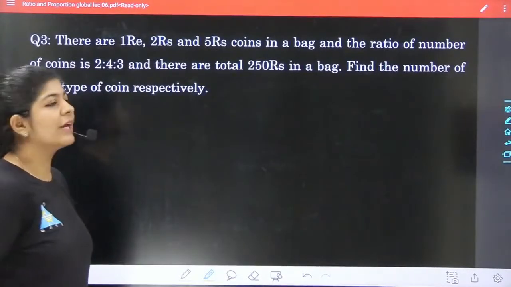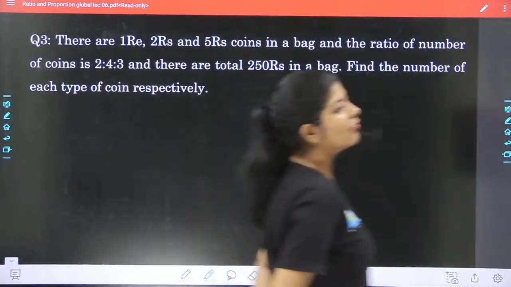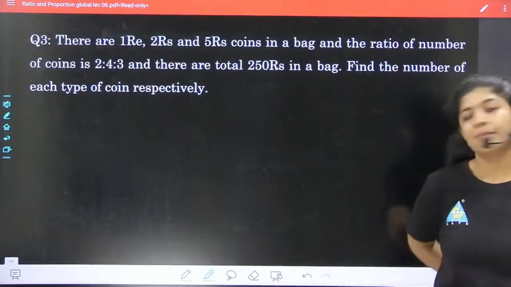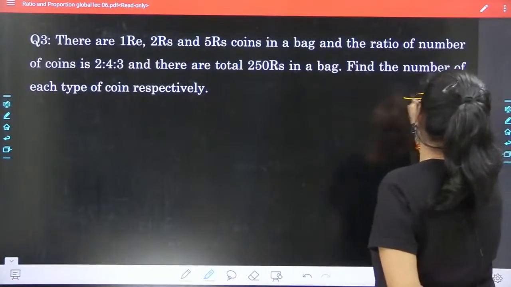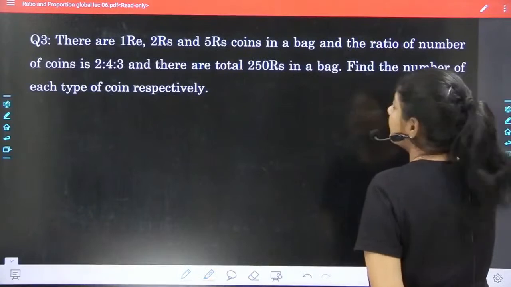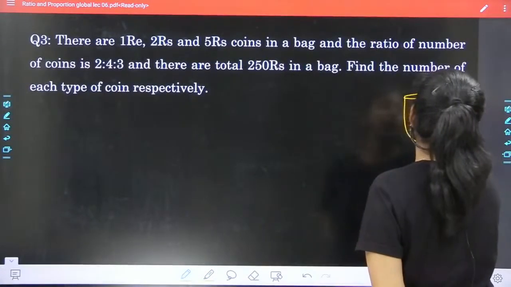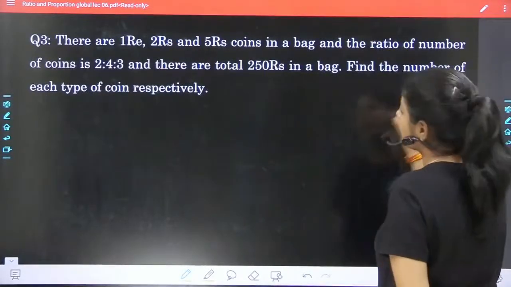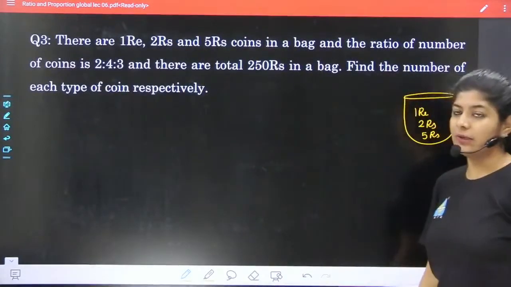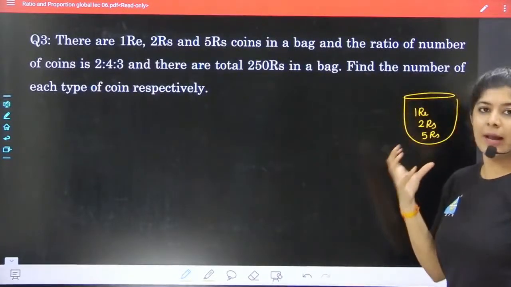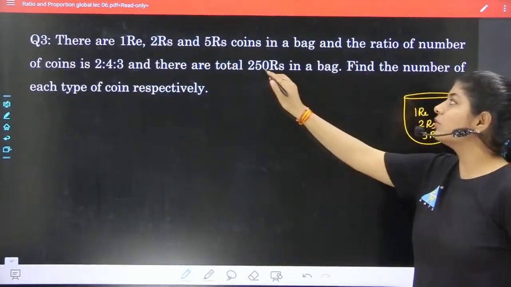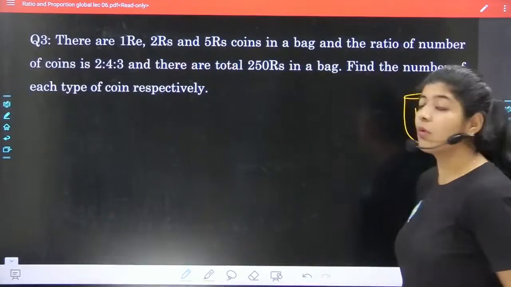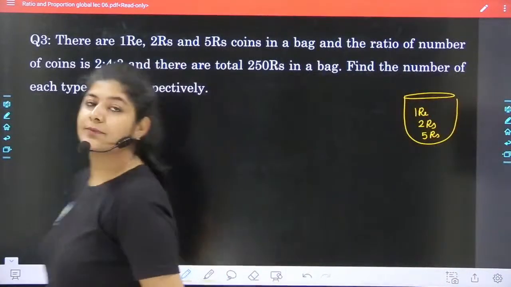What we have to do, we have to find out the number of coins of each type. If I am having a bag, there are 1 rupee coins, 2 rupees coins and 5 rupees coins in the ratio 2:4:3, and the total value is equal to 250. Now what I have to do, I have to find out the number of coins of each type.